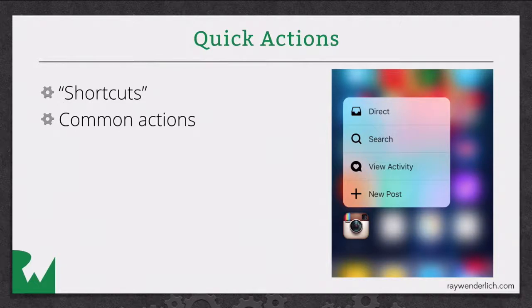Quick actions are shortcuts to common actions within your application. Things that your users would do pretty frequently, and you can help them get to really quickly. They should be reserved for things that are really cumbersome to get to, other parts of your app that take a couple swipes, or maybe you have to tap a couple buttons or change tabs. These are really good candidates for quick actions.